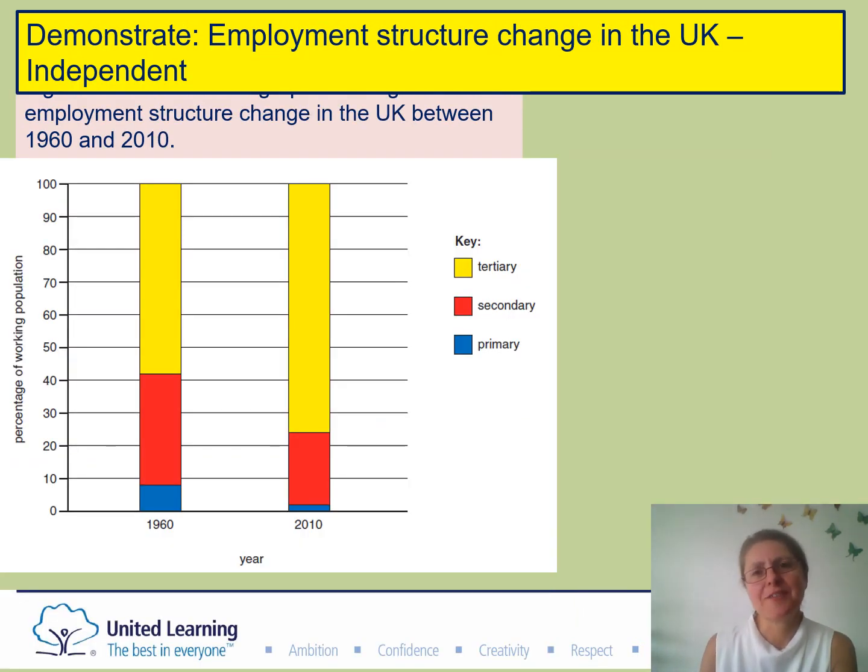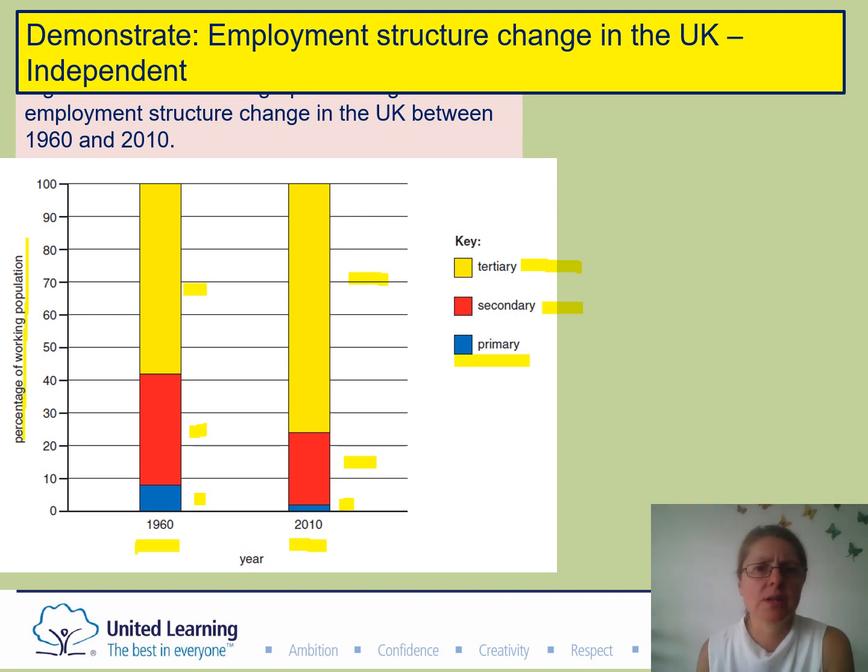So this is an opportunity for you to describe the employment structure change by looking at some different data presented in, do you remember what it's called? Well done, a divided bar graph. The divided bar graph shows us the percentage of people working in the primary, and we can see here the primary, the secondary industries, here, and the tertiary industry, here. The first thing to note is that the period of time is much shorter, between 1960 and 2010. However, the same rules apply.